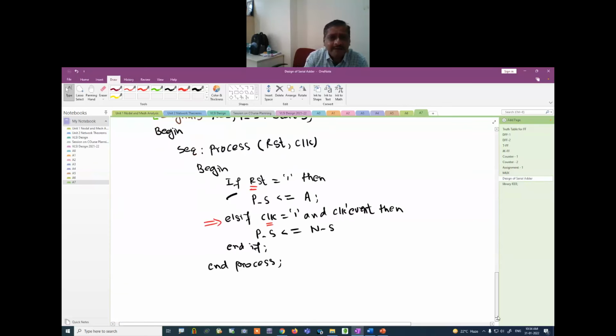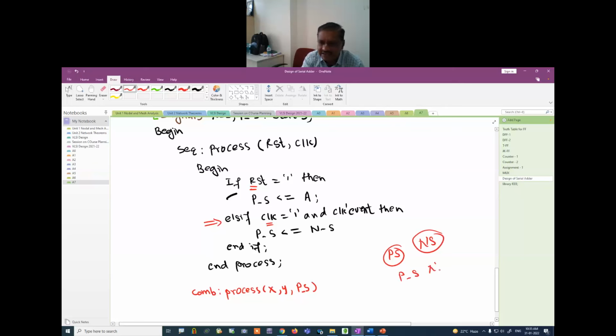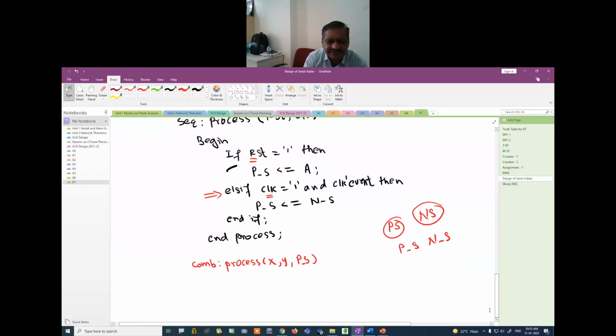And we will have another process that I will name the combinational process. This is another process, and in this process the sensitivity list is input X, input Y, and present state, not A and B, because we have changed the inputs to X and Y. P underscore S: we cannot write PS for present state because that is picosecond, reserved. We cannot write NS because it is nanosecond. That's why I have written P underscore S and N underscore S, deliberately. Case PS is.